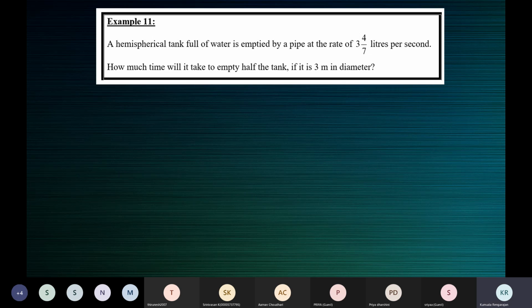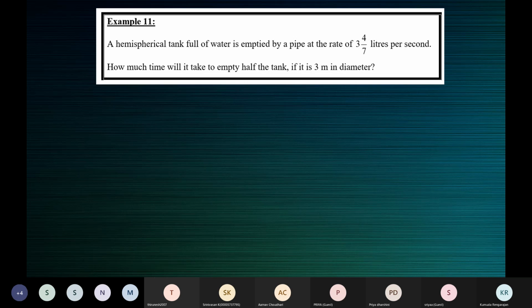In 1 second, if the pipe is open, 3.4 by 7 liters of water will come out. How long should it be kept open so that half the volume of the water in the tank comes out? That's the question. So for step 1, find the volume of the hemispherical tank. Find the volume of the water in the hemispherical tank. So you will find the complete volume, then divide by 2 because you want to empty only half the tank.